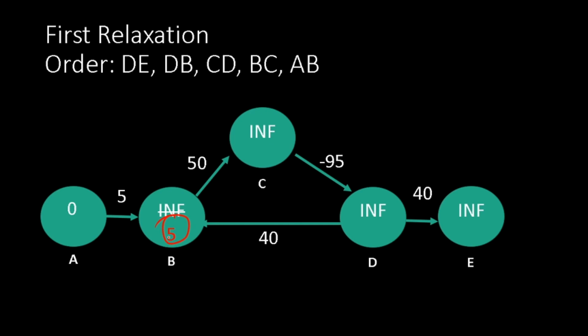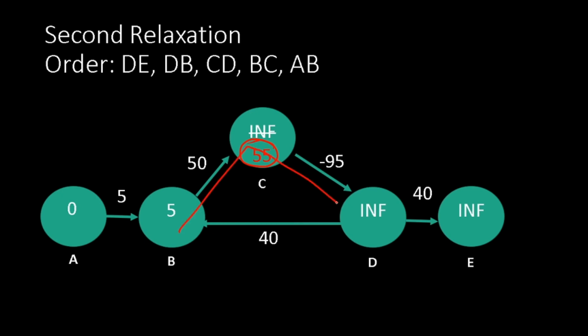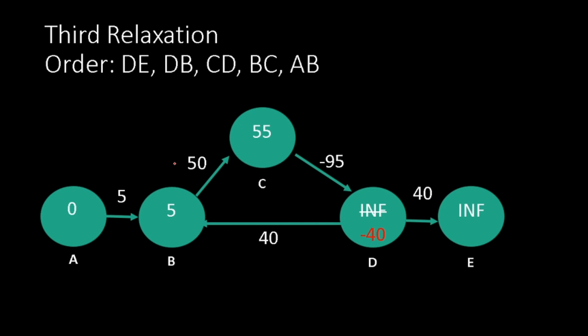First, B is getting relaxed to 5. Nothing else is changing. Next, C is getting relaxed to 55 and nothing else is changing. Remember, this is a cycle. This is the negative cycle. So this is changing, nothing else is changing. Next step, third relaxation. This is getting reduced. D is getting reduced from infinity to minus 40. Nothing else is changing.